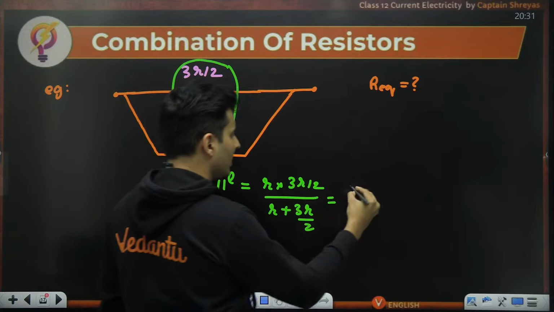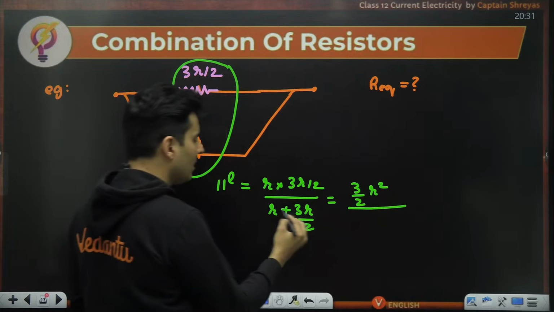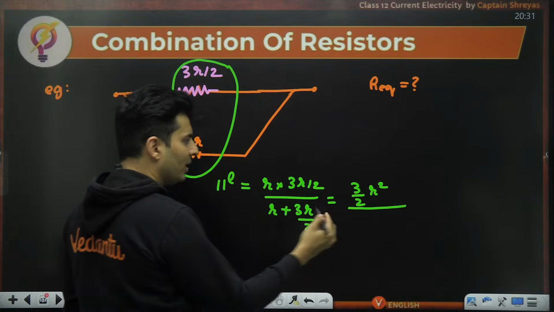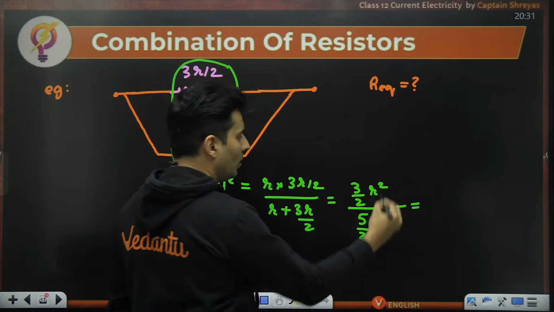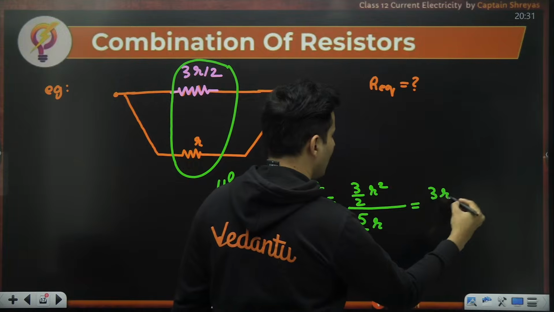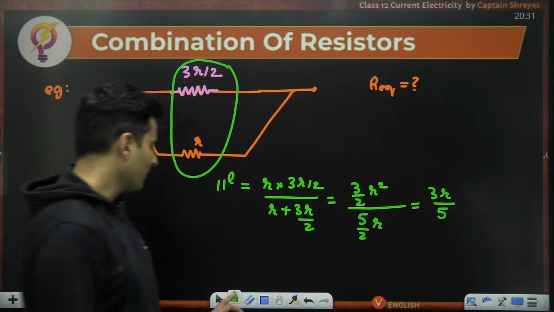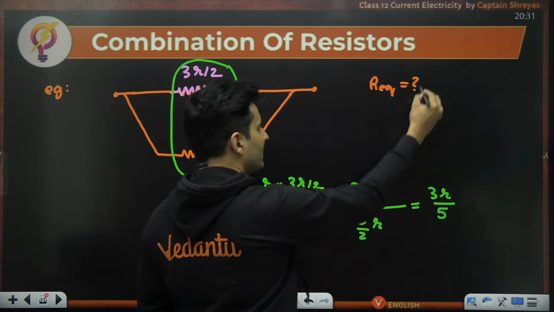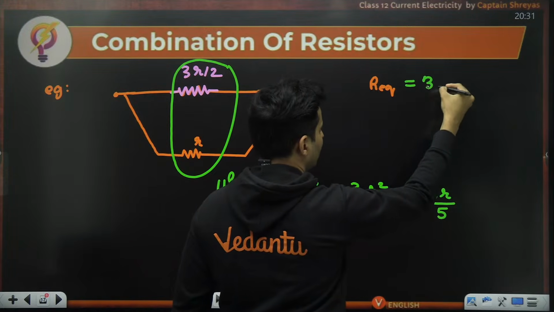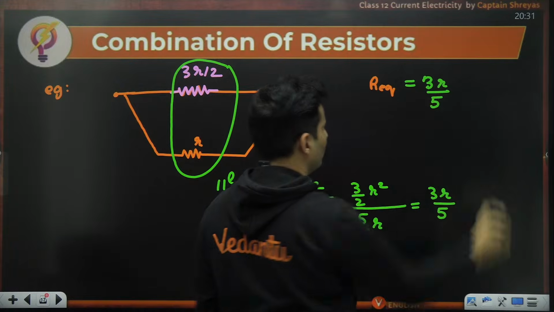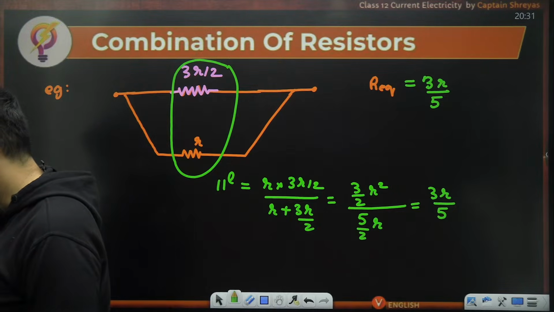So what will this become? 3 by 2 R squared, whole thing divided by 1 plus 1.5, which is 2.5, which is nothing but 5 by 2 times R. Now 2 R cancels, so it will become 3R divided by 5. So that is the final answer. So this is basically your R equivalent. R equivalent is nothing but 3R by 5 ohms. Just check it out.